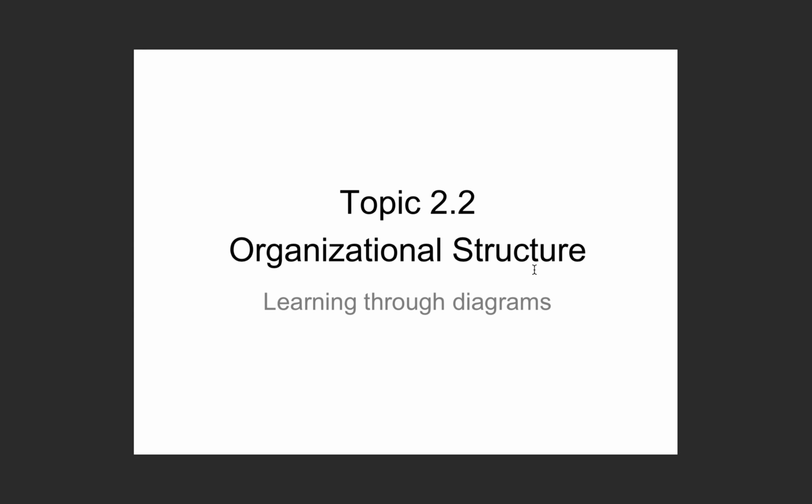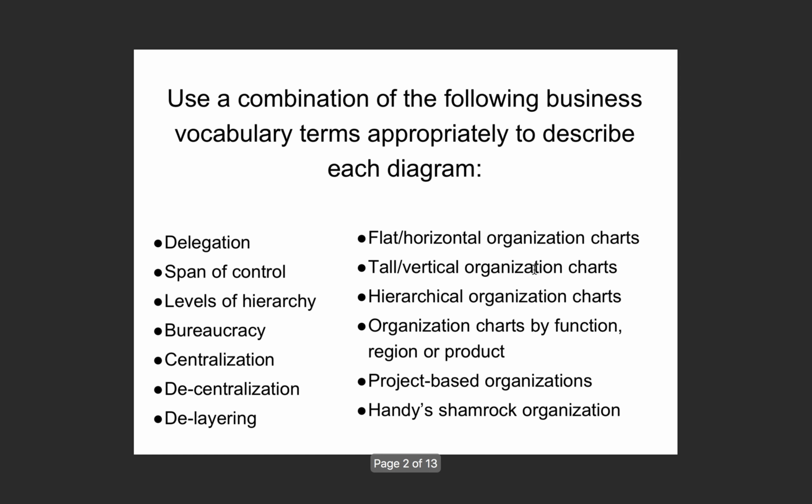We'll be talking about organizational structure and we'll be learning through diagrams in order to understand better all the types that exist and that are on our topic 2.2 from our human resources management book chapter. These are some of the key terms that we'll be talking about.